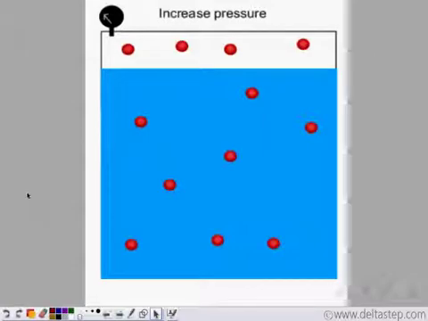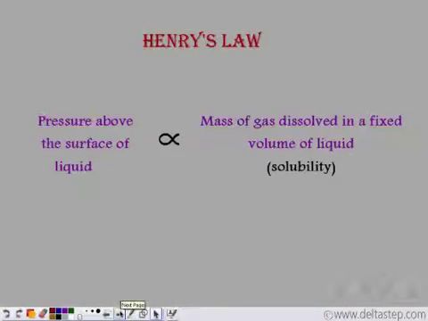And a concept relating to this was given by Henry as his law. Henry's law states that the pressure above the surface of a liquid is proportional to the solubility of the gas. The solubility is defined as the mass of gas dissolved in a fixed volume of a solvent. So as we increase the pressure above the surface of the liquid, more of the gas particles now dissolve in the liquid, and so the solubility of the gas particles increases, and vice versa.